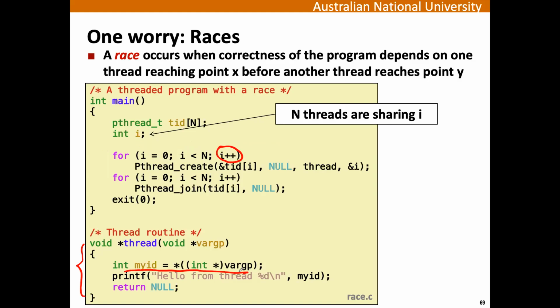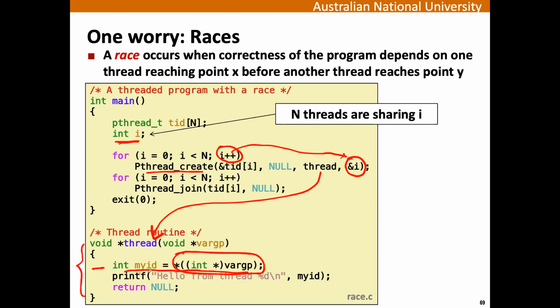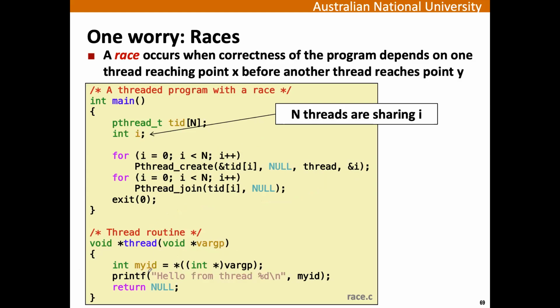Once again, when we create a thread, this is a routine that we want to run. And as argument, we give the address of i. This is the address of i on the stack, and then the thread dereferences that address to get its ID. So it's getting i, basically i equals 0, 1, 2. And then we print a message, hello from thread, my ID.